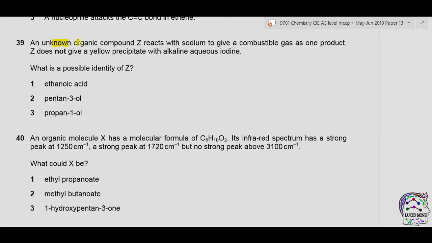Question 39. An unknown organic compound Z reacts with sodium to give a combustible gas as one product. Z does not give a yellow precipitate with alkaline aqueous iodine. What is the possible identity of Z? First one is ethanoic acid. Ethanoic acid consists of 2 carbon atoms. It can react with sodium metal in an acid-metal reaction to form a salt, which is the sodium salt of the carboxylic acid, along with hydrogen gas, which is combustible. Also, carboxylic acid does not give a yellow precipitate with alkaline aqueous iodine, so 1 is true.